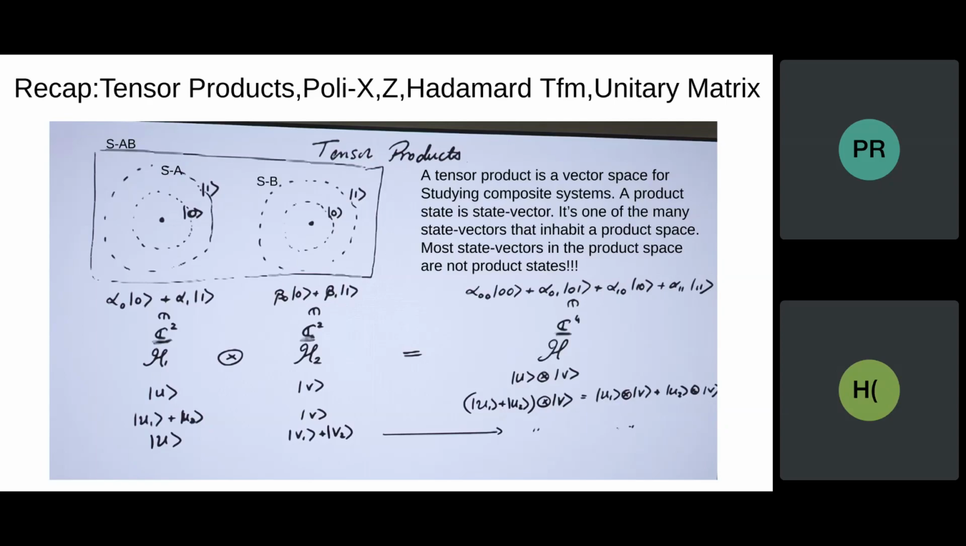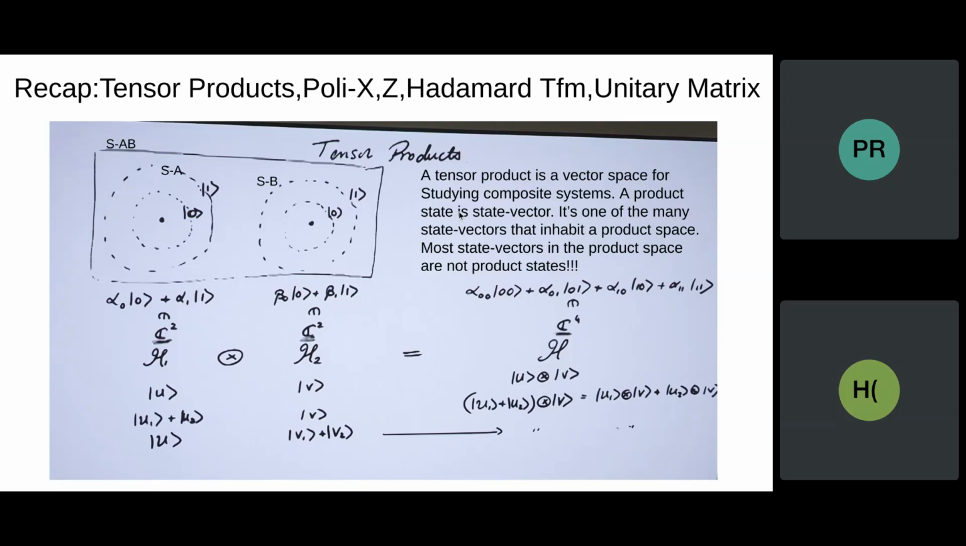What we had seen last time was about the tensor product. And the tensor product, obviously, is a vector space. So you look at here, it's a vector space for studying composite systems. You have a system A of qubit 1, you have a system B of qubit 2, and a composite system AB is inclusive of both these qubits. So it's a study of the composite system.